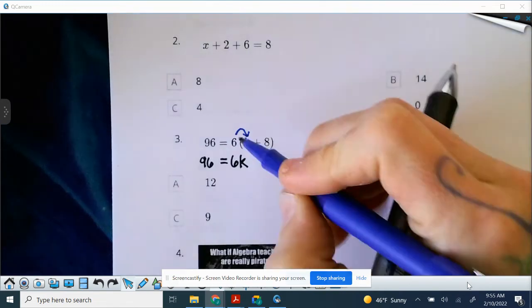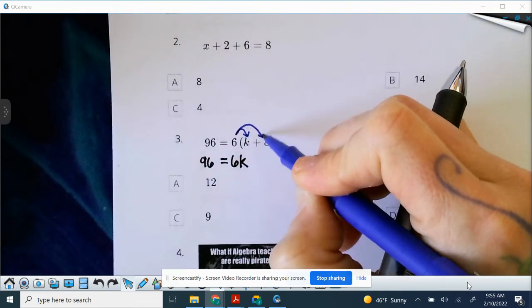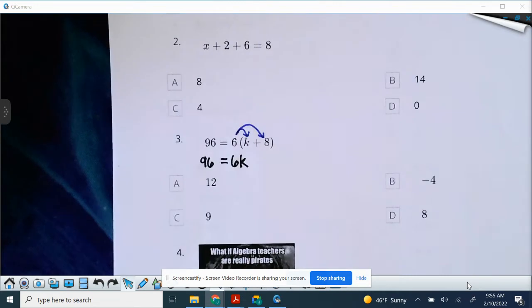Then draw your second arrow. And again, as I've told you before, this is just keeping you present and keeping you paying attention so you know where your numbers are and keeping you working step by step. 6 times 8 should be 48.